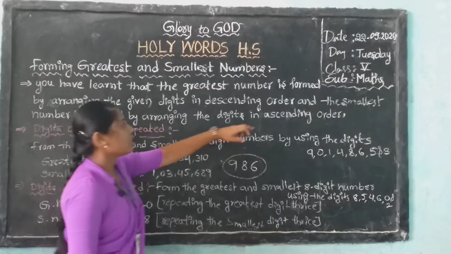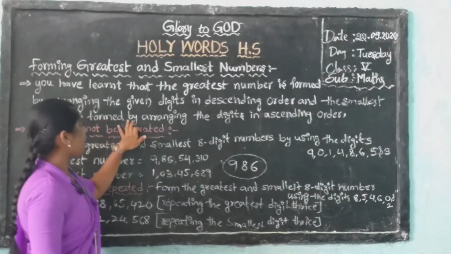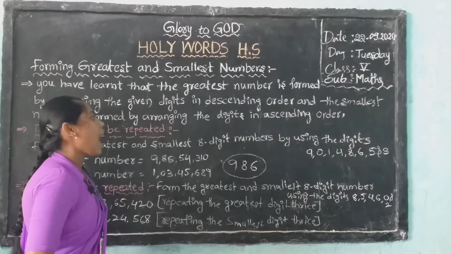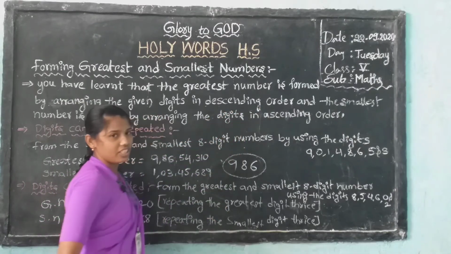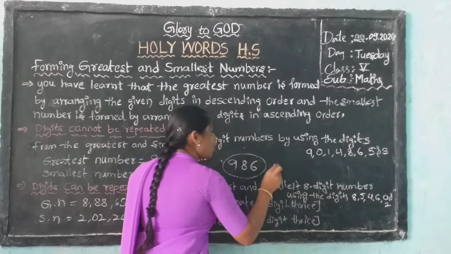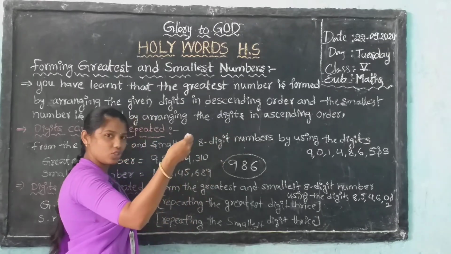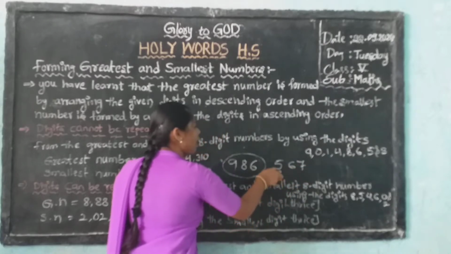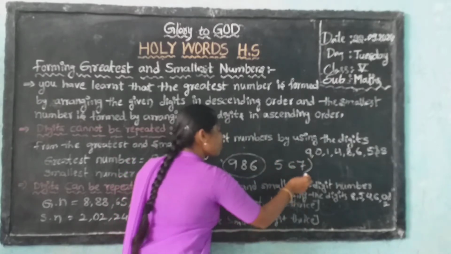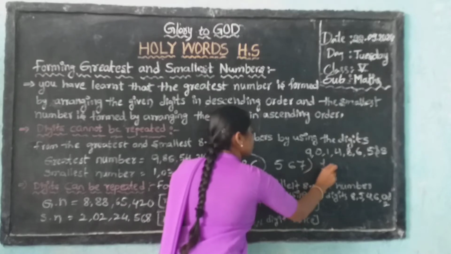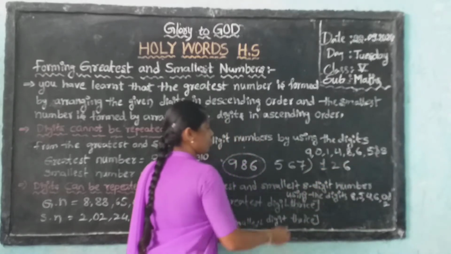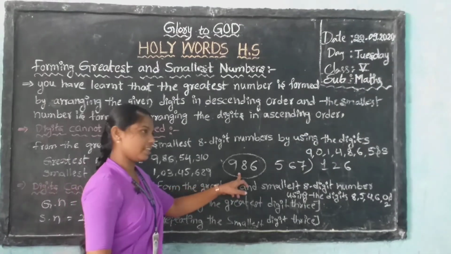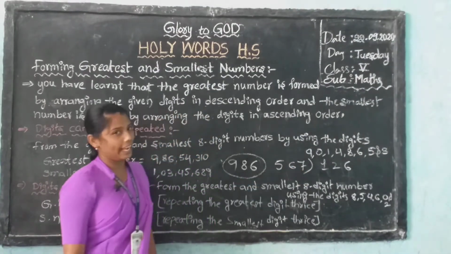And the smallest number is formed by arranging the digits in ascending order. Ascending order means the opposite of descending order, arranging them smallest to biggest. For example, 5, 6, 7, smallest to biggest. Another example, 1, 2, 6. So this is a descending order example and this is an ascending order example.